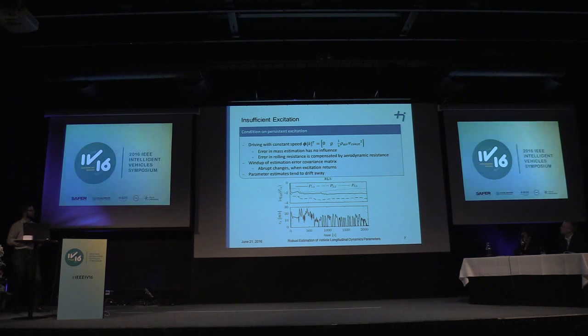This can be seen in the covariance matrix of the RLS algorithm, which grows in situations of low excitation. For example, here at the beginning we have a phase with constant speed, and in this situation the covariance matrix grows up, and this is a problem when excitation returns, because then you can have big jumps in your estimated parameters.